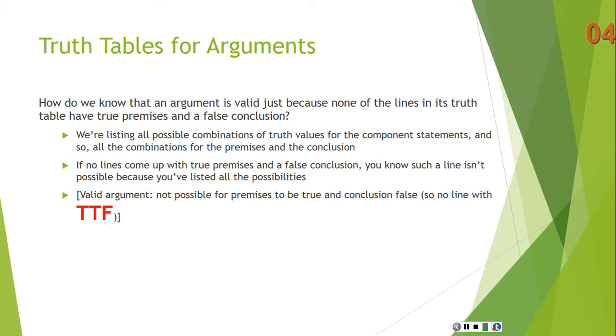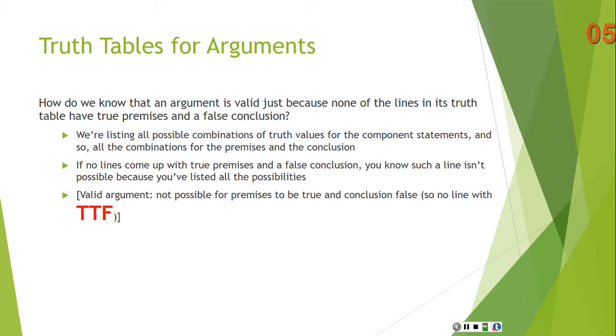Why is this? Well, first, we're listing all the possible combinations of truth values for the component statements, and so that means we're listing all the combinations for the premises and the conclusion. You know, the premises might be true and the conclusion is true. Premises might be false and the conclusion is false. One premise might be true, the second premise might be false, the conclusion might be false. We're listing all the possible combinations, every single possible combination.